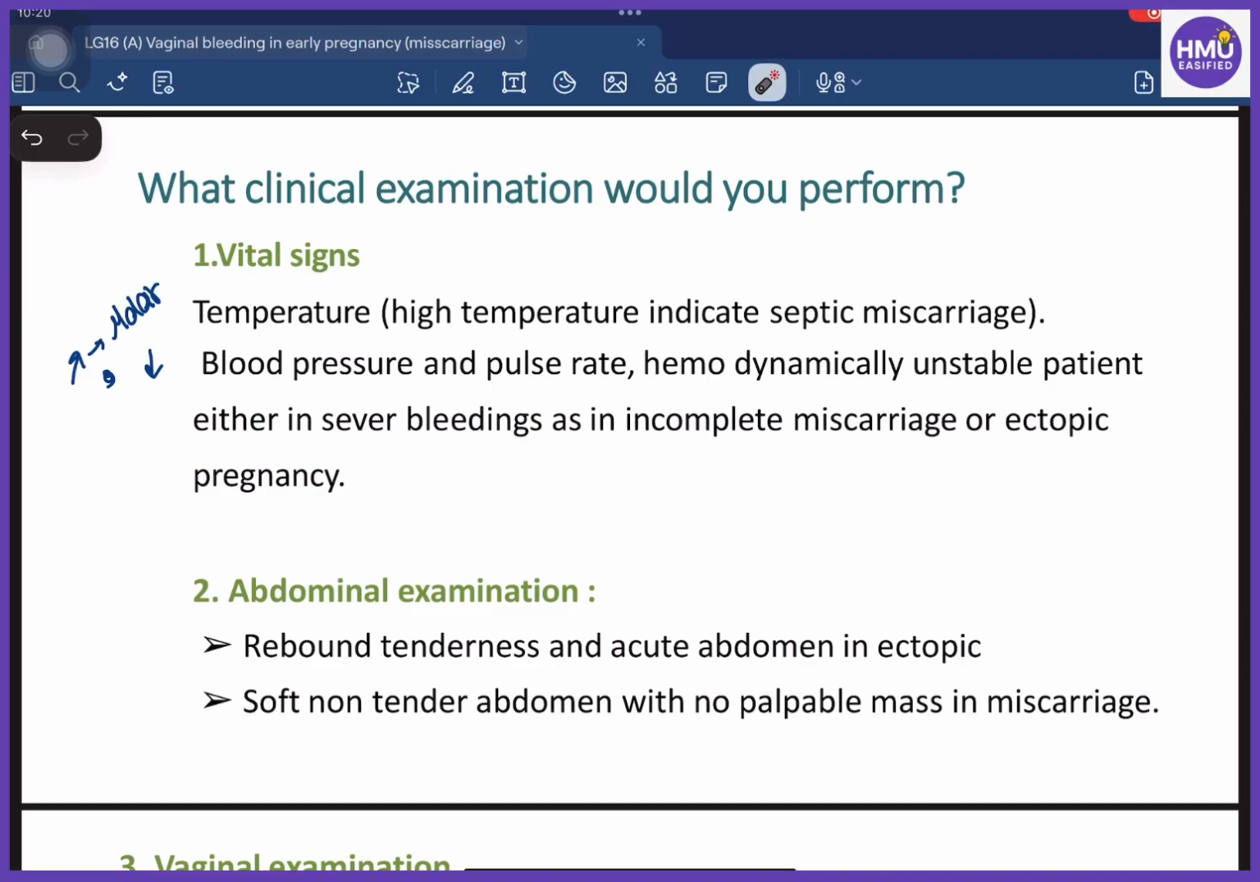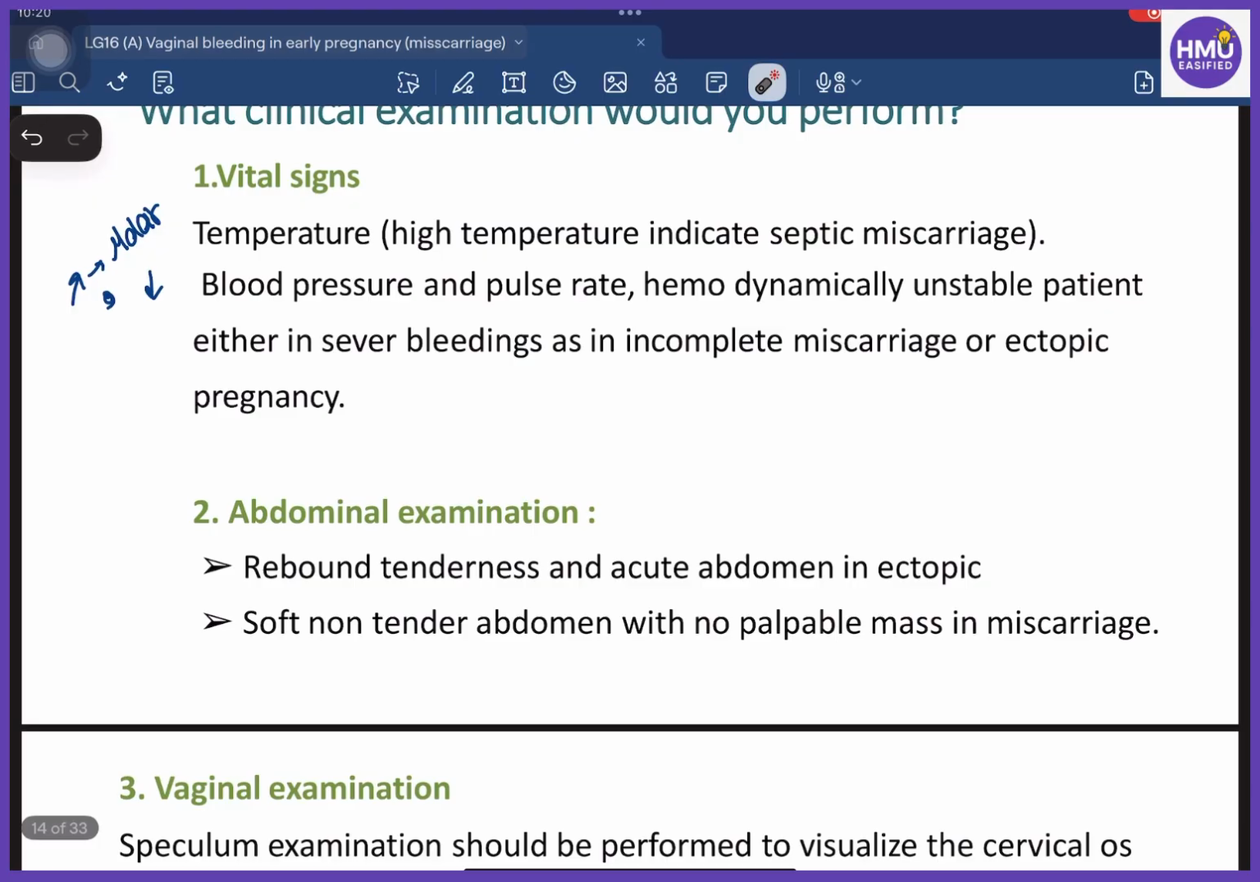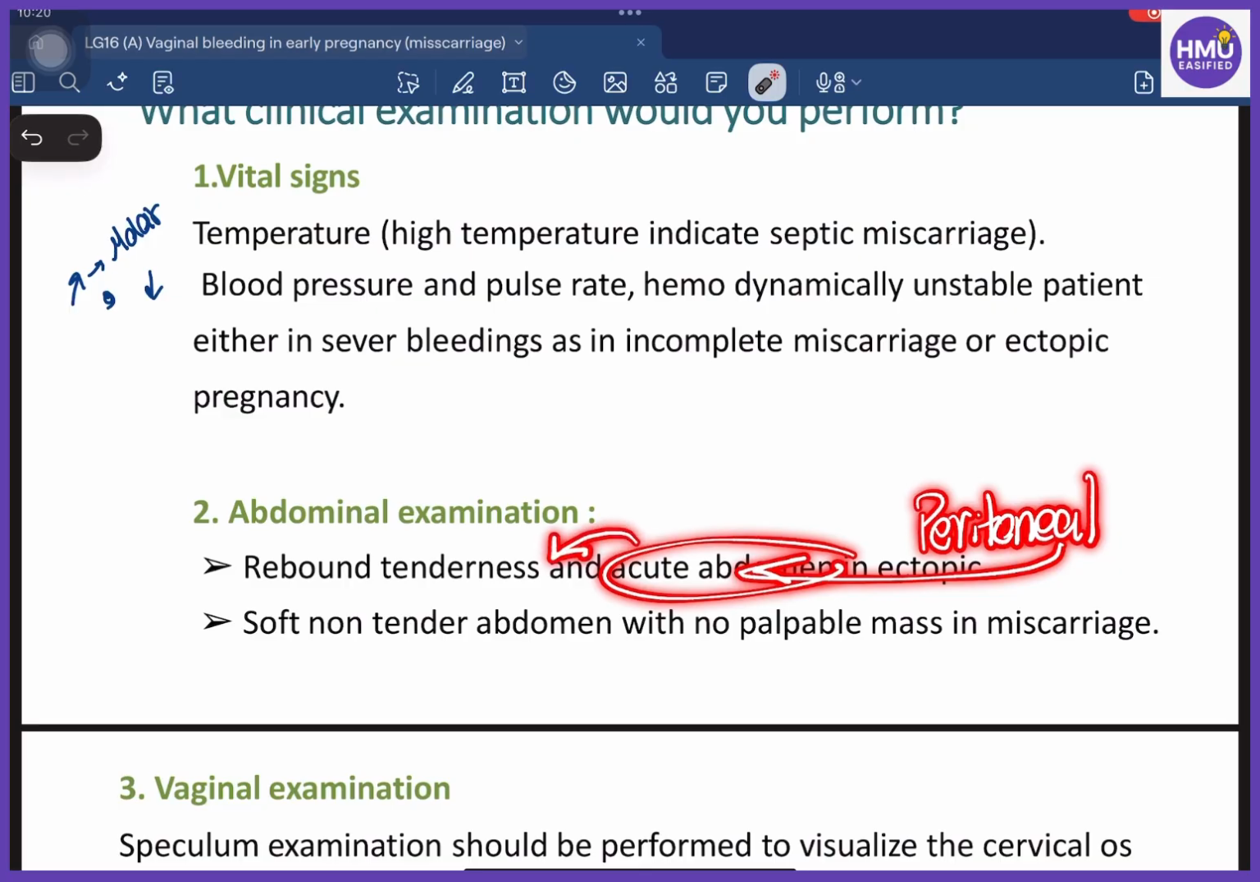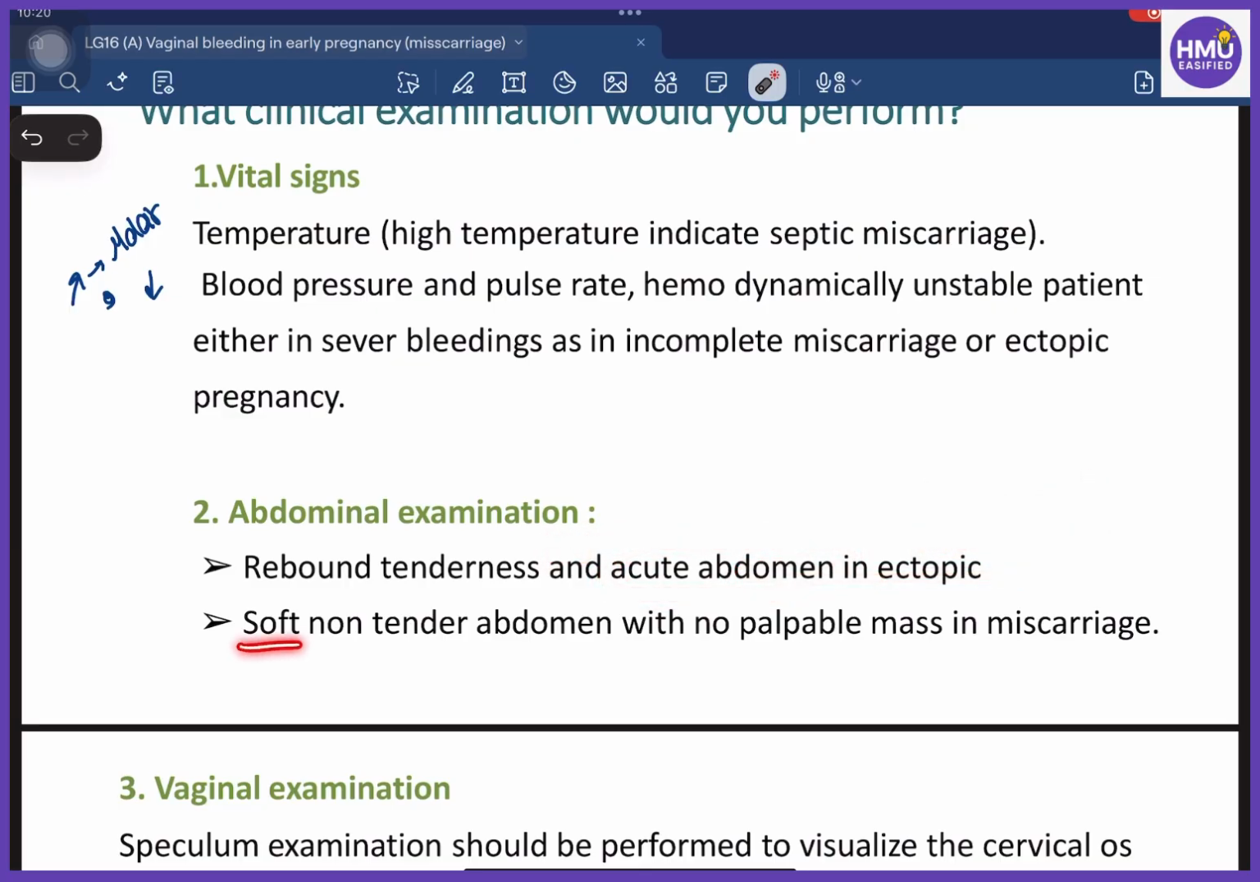Two possibilities here. It's severe bleeding as an incomplete miscarriage or ectopic pregnancy, especially ruptured ectopic pregnancy. On abdominal examination, rebound tenderness and acute abdomen suggest it's ectopic. Why? Because of peritoneal irritation, which causes acute abdomen or rebound tenderness. But if it's a soft and non-tender abdomen with no palpable mass, it may be a threatened miscarriage.